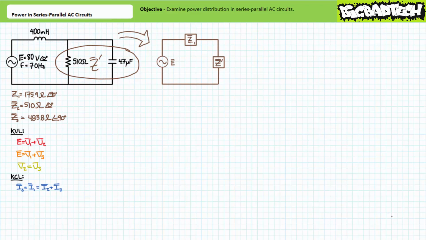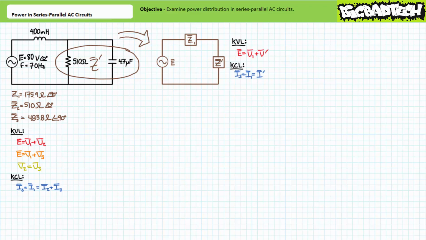The results of our Kirchhoff's voltage law and Kirchhoff's current law analyses lead us to the conclusion that this series parallel circuit can be simplified as the series combination of Z1 and Z single prime, where Z single prime is the parallel combination of Z2 and Z3. Using this much simpler approximation, we can make use of purely series circuit properties. In this pure series equivalent, it can be said that E equals V1 plus V single prime.